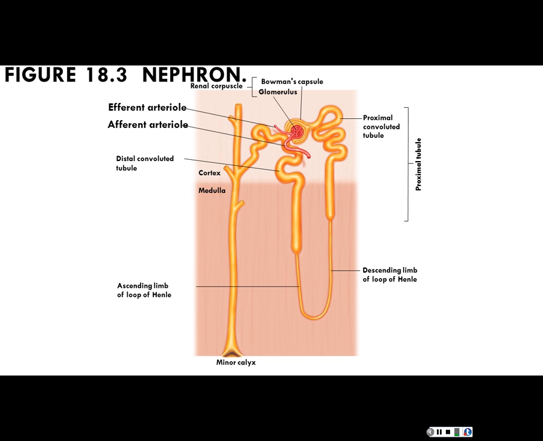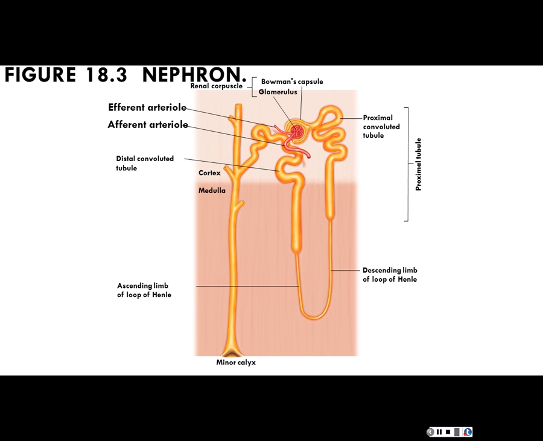But once it's at the end of the collecting duct and starts to drain into the renal pelvis, we're not going to process it anymore. It's gone. Your body is getting rid of it. It's going to store it in the bladder until it's time to get rid of it. We can still process it a little bit in the collecting duct. Is the end the minor calyx? Yes, the minor calyx.